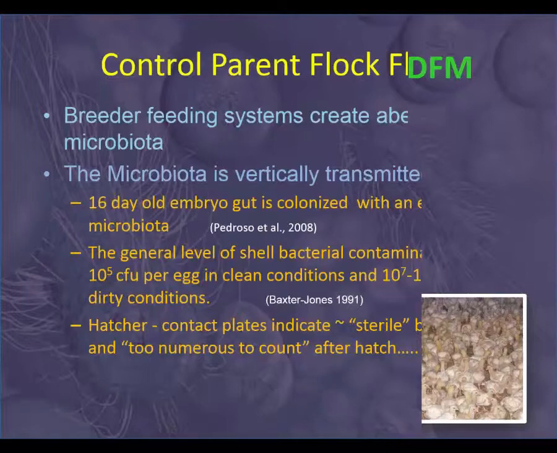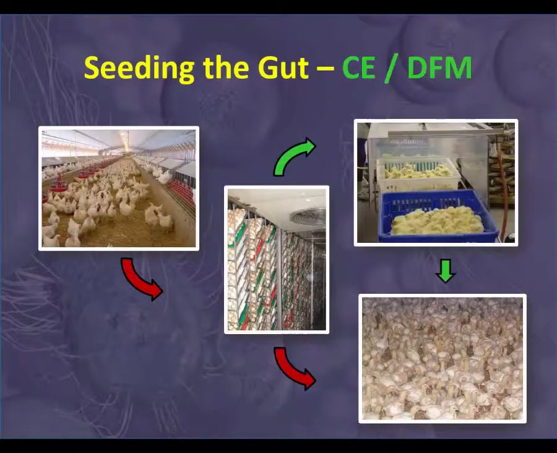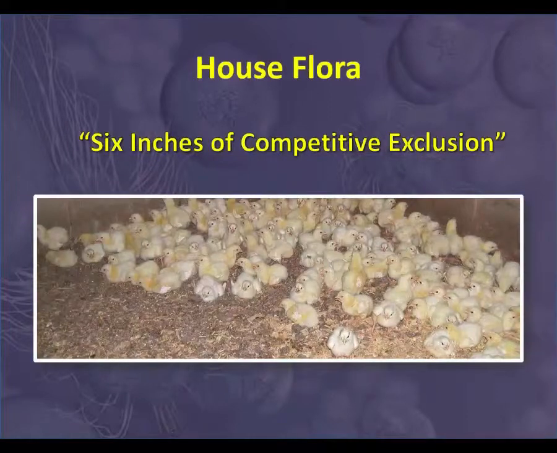that we have to implement, it's important to try and bypass that vertical transmission by seeding the gut with competitive exclusion or direct fed microbial products to ensure that the starting stock of the microbiota in that intestinal tract are going to develop through to the maturity that we want.